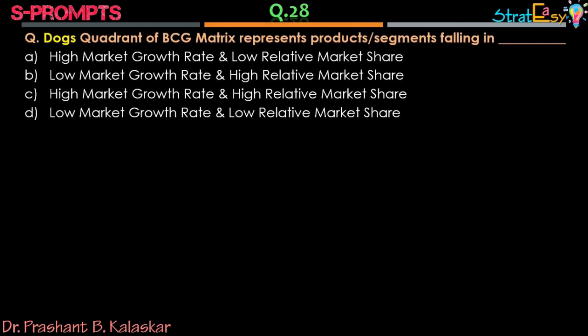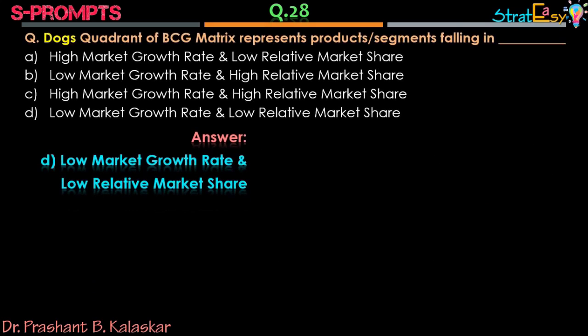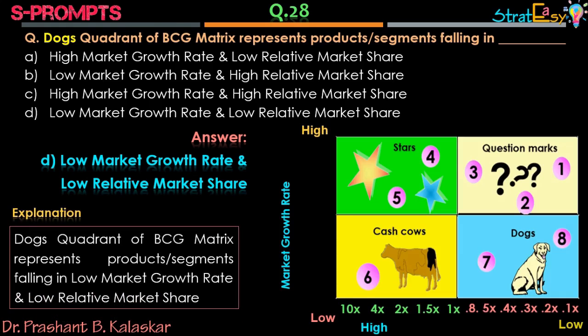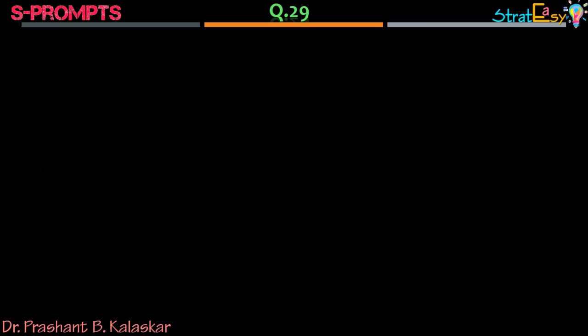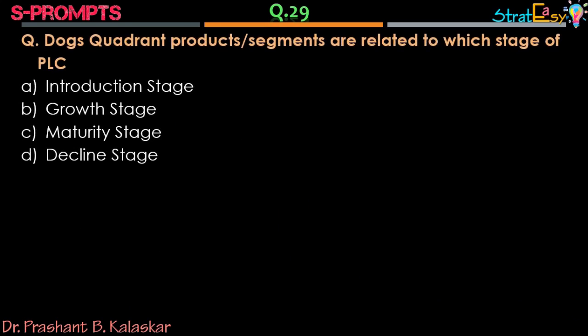Question number 28. Dogs quadrant of BCG matrix represents products or segments falling in dash, and the right answer is option D, low market growth rate and low relative market share. So dogs quadrant of BCG matrix represents products or segments falling into low market growth rate and low relative market share. Question number 29. Dog quadrant products or segments are related to which stage of product life cycle?